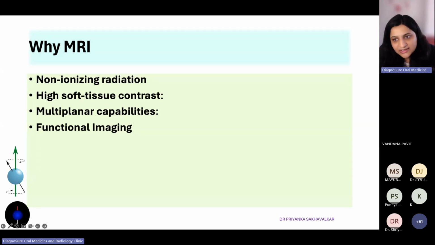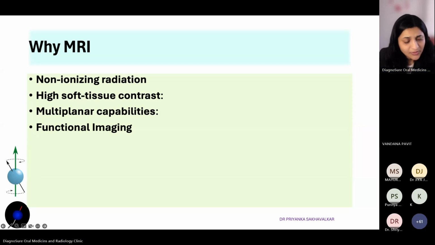High tissue contrast, it provides excellent differentiation between various soft tissue structures, and high contrast is crucial for accurately diagnosing disease. Then multiplanar capabilities, it is a 3D imaging modality which allows visualization in multiple planes. We can see images from axial, coronal, sagittal planes. Thus, we get a comprehensive view of anatomical structure, and we can have detailed evaluation from different perspectives of the image.